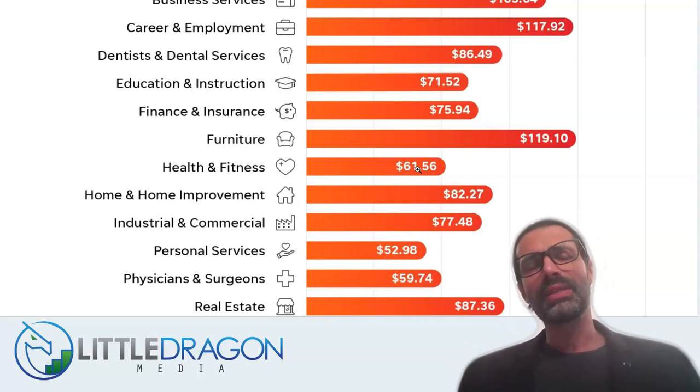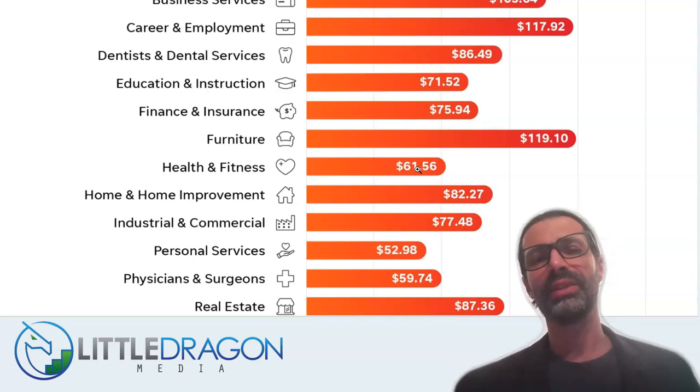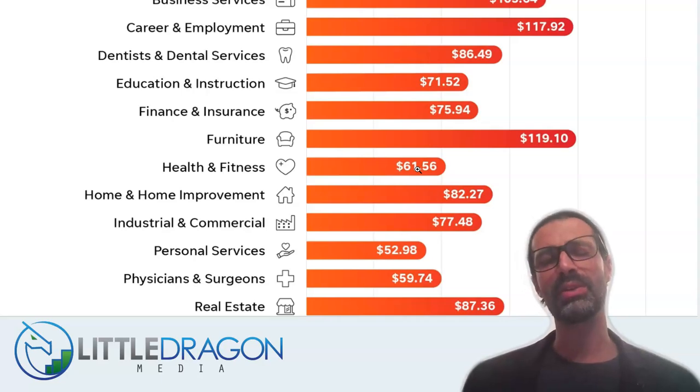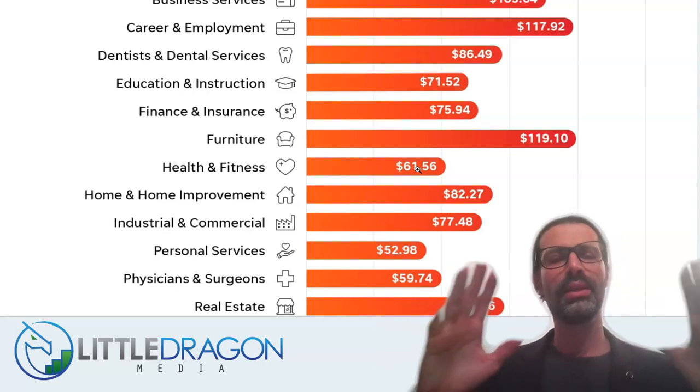If you want to get 10 leads, then maybe you can spend $610 a month. If you want to get 20 leads, spend $1,200 a month. If you want to get 100 leads so you can potentially close 50 of them, spend $6,100. Again, these are just average numbers, guys.